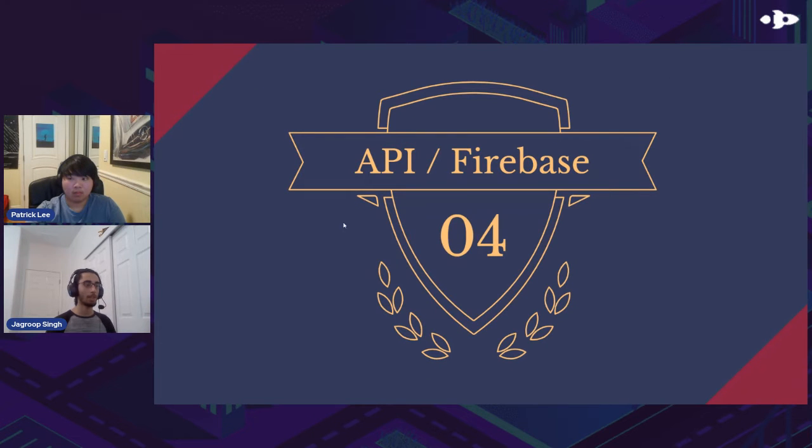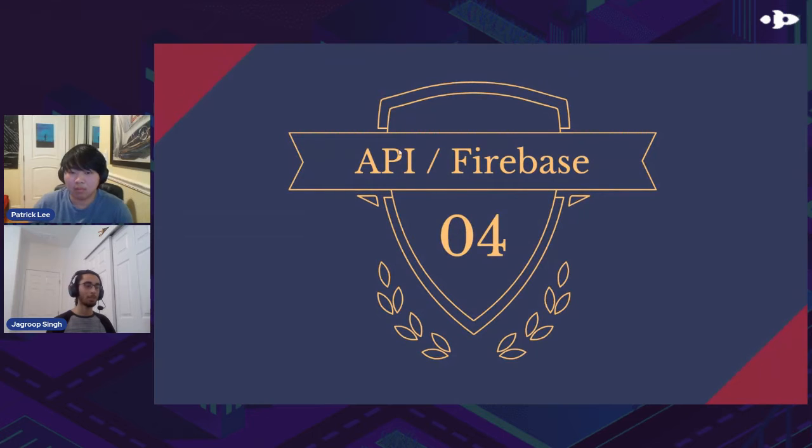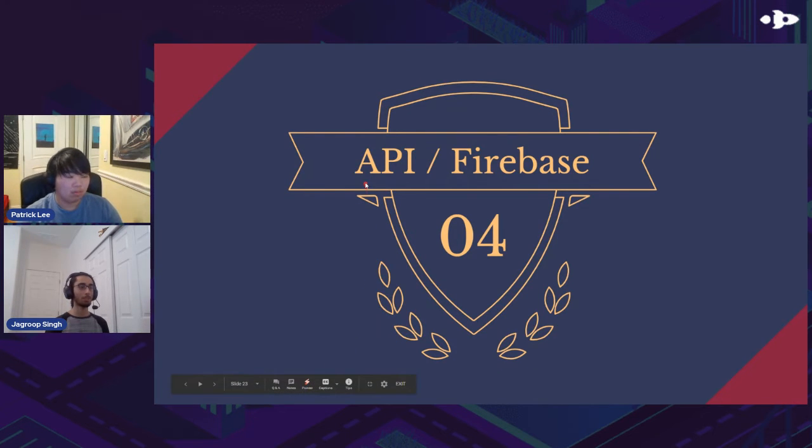Guess I can move on to the next part. So as you guys have seen, React is mainly used to display something on the web page. And how do we get all the data that we're trying to display? For that, there are two main things you can do. You can either use a public API to get the data, or you could implement your own database using Firebase.